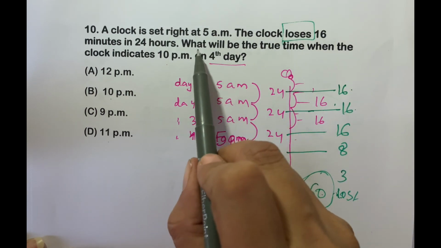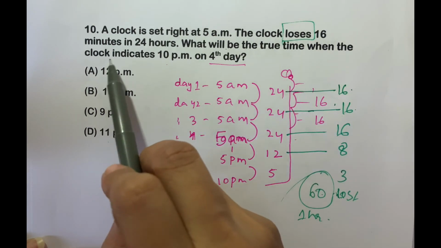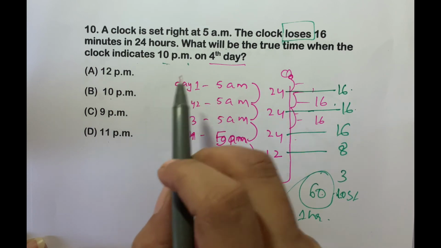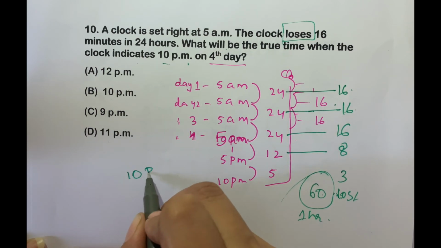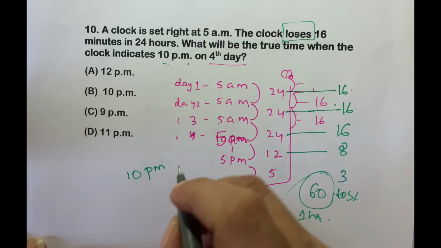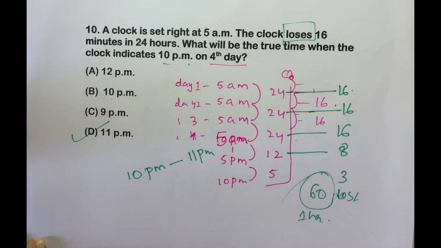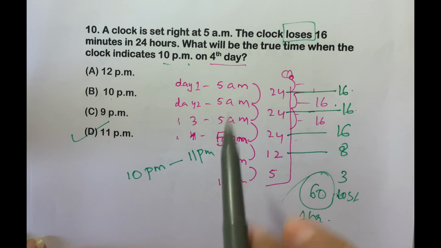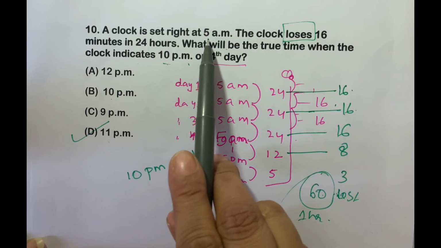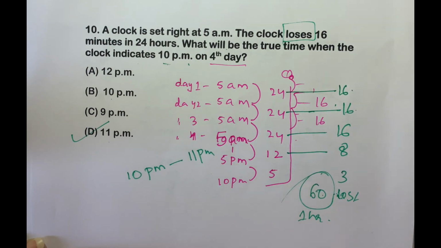Now what they are asking is what will be the true time when the clock indicates 10 p.m. on the 4th day. When the clock is indicating 10 p.m., it means that it has already lost 1 hour. So the actual time should be 11 p.m. This is the answer. There is no need of pen and paper actually. Just to explain, I'm solving this. If you see this, you can straight away calculate. You can do an oral calculation and give the answer in hardly 10 to 15 seconds.